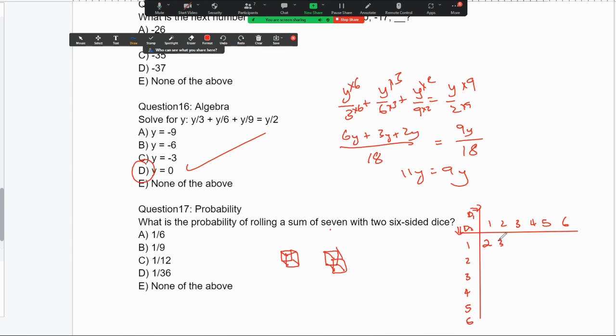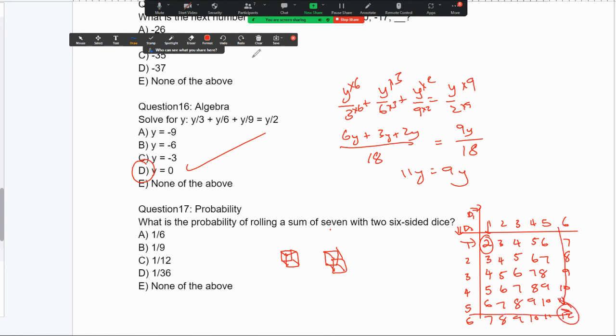So that's 2, 3, 4, 5, 6, and 7. 3, 4, 5, 6, and 7. 4, 5, 6, 7, 8, and just keep going, right? 5, 6, 7, 8, 9. 6, 7, 8, 9, 10. 7, 8, 9, 10, 11. 8, 9, 10, 11, 12. Those are all the possibilities of adding them up. These numbers on the inside represent the sum of those two. So 1 plus 1 is 2. 6 plus 6 is 12, for example.